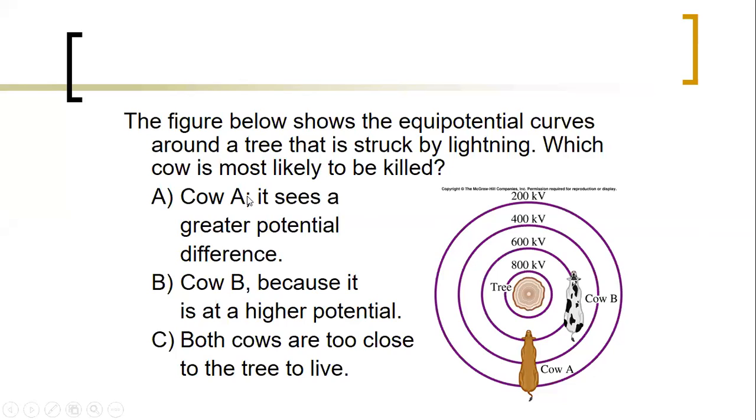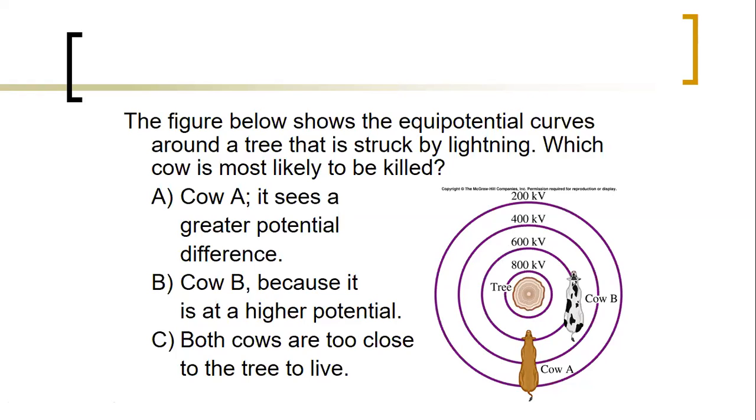Now here's the question. In this figure you see equipotential lines: here it is 800 kilovolts, and this is 600, 400, and 200 kilovolts. This cow B is standing on the 800 kilovolt line. Cow A is crossing equipotential lines. Its back leg is on the 200 kilovolt line, and its head is touching the 600 kilovolt line, right? So the question is, which cow is most likely to be killed?